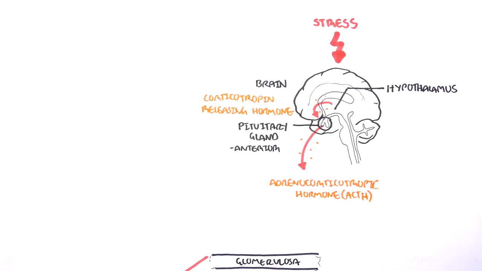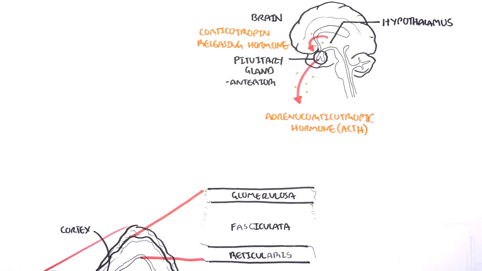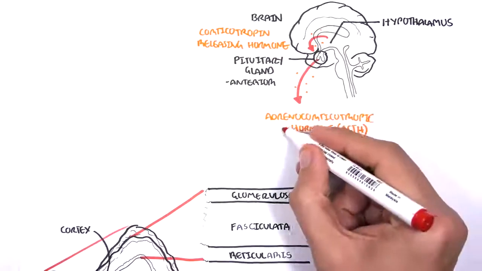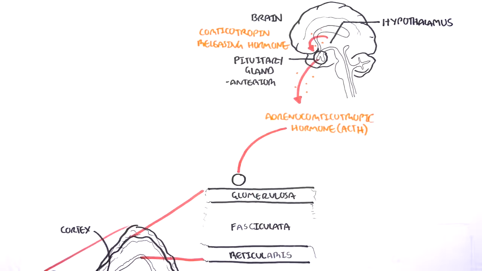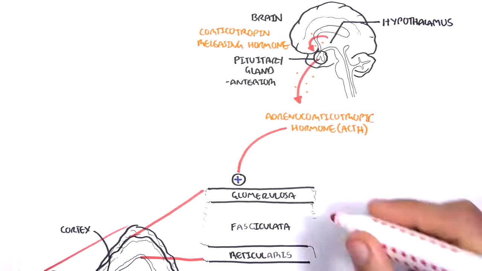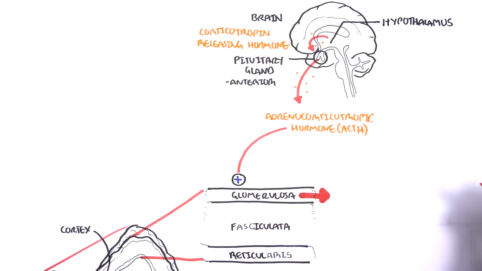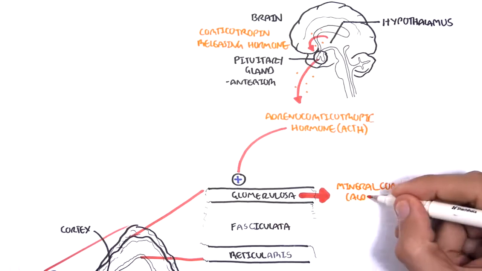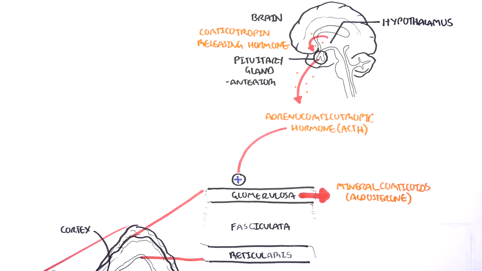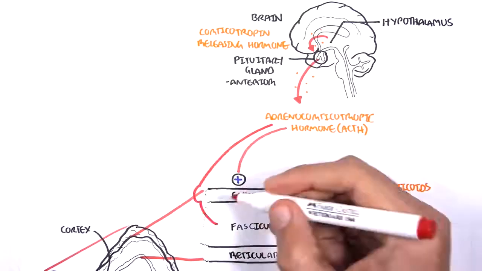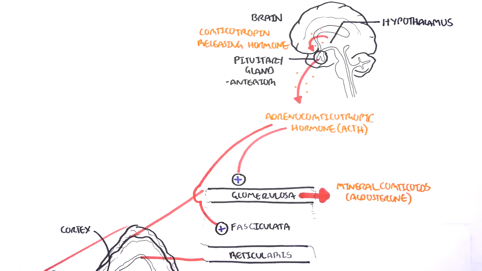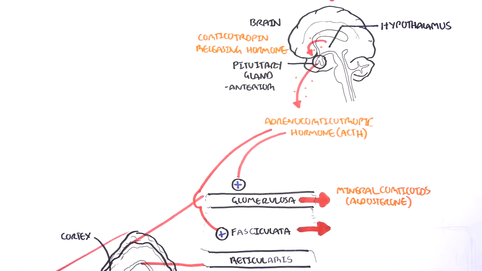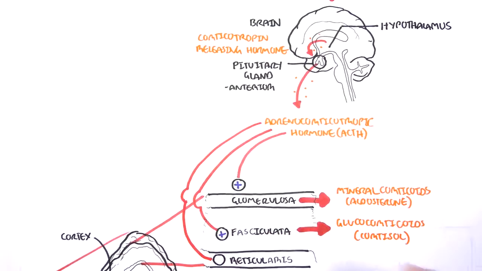ACTH will enter circulation of the blood and target cells within the adrenal gland, specifically the adrenal cortex. It will stimulate the cells within the zona glomerulosa to release mineralocorticoids, mainly aldosterone. ACTH will stimulate cells in the zona fasciculata to release glucocorticoids, mainly cortisol. ACTH will stimulate cells in the zona reticularis to release androgens.